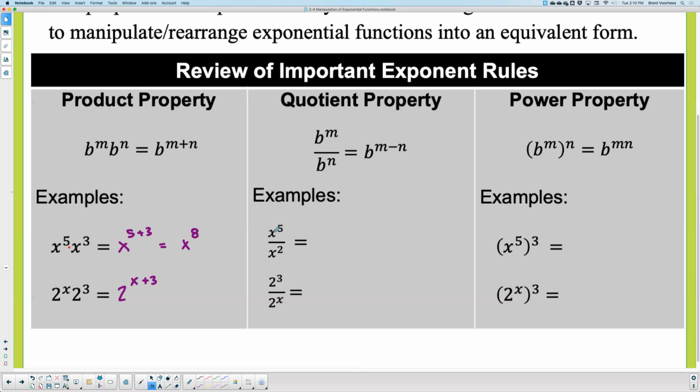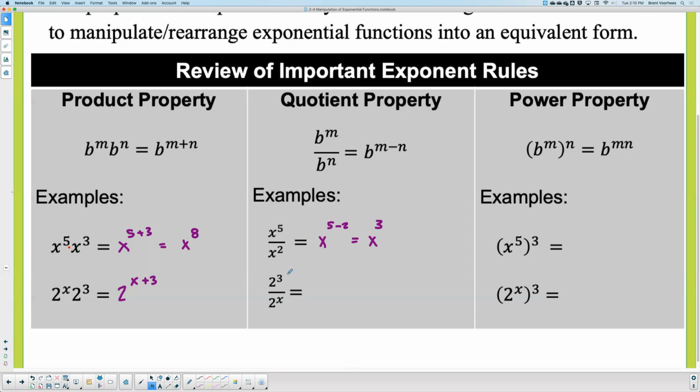The quotient property is very similar. Think about canceling. What if I wrote out the x's 5 times? x times x times x times x times x, and then divide it by x squared, x times x. You would cross out 2 of those x's, and how many x's would be left over? 3, because 5 minus 2 is 3. That's the quotient property.